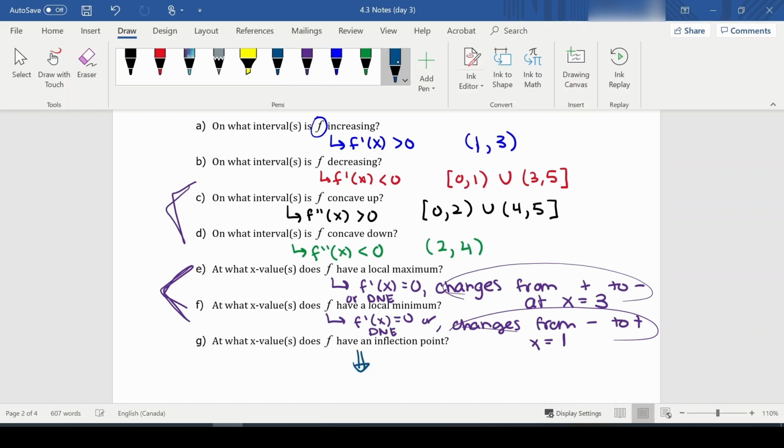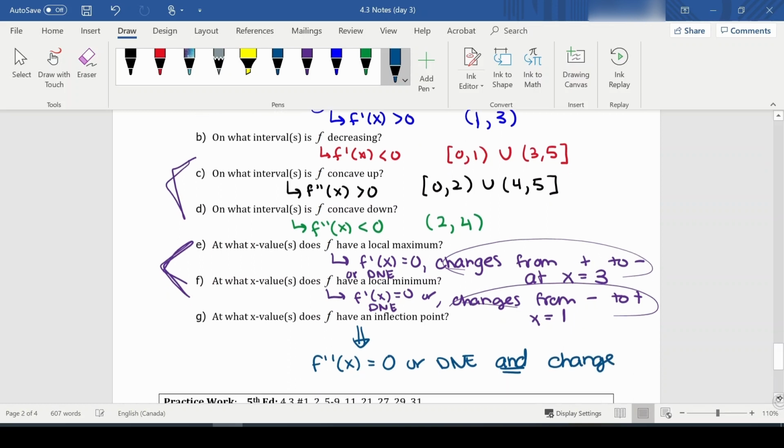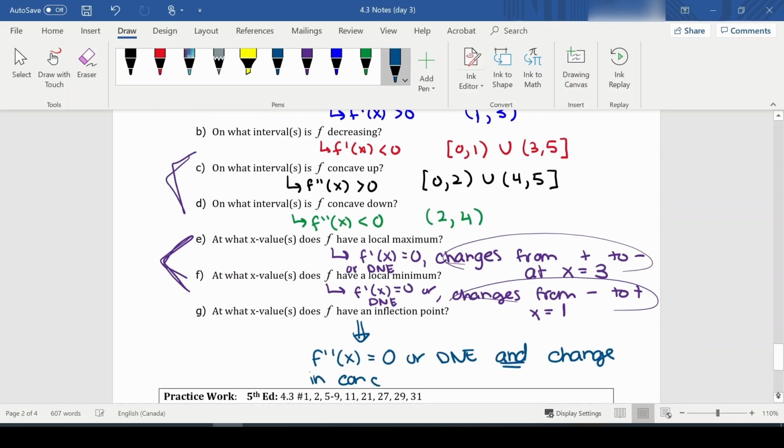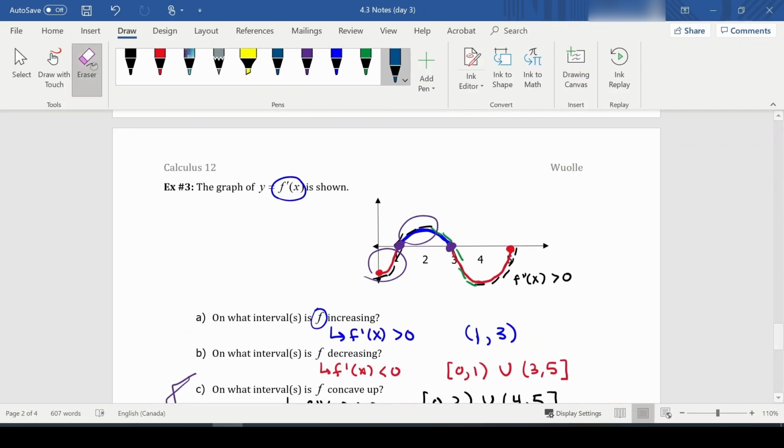Inflection points, this is where f double prime equals 0 or does not exist, and change in concavity. So if I take a look at my graph, where would I have f double prime equals 0? So my derivatives to this graph, since this is f prime, my derivatives are f double prime. Where does it equal 0? Well, it would equal 0 here and here. And possibly here, we don't really know because we don't know what's happening on the other side of this.